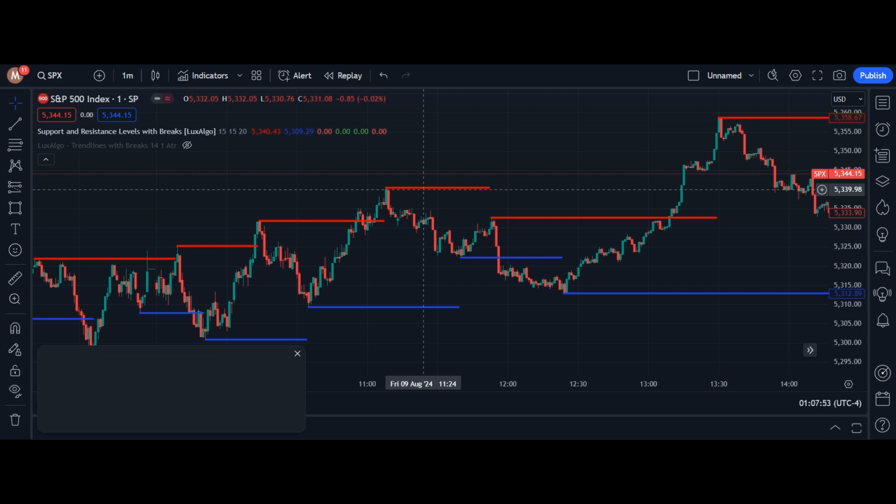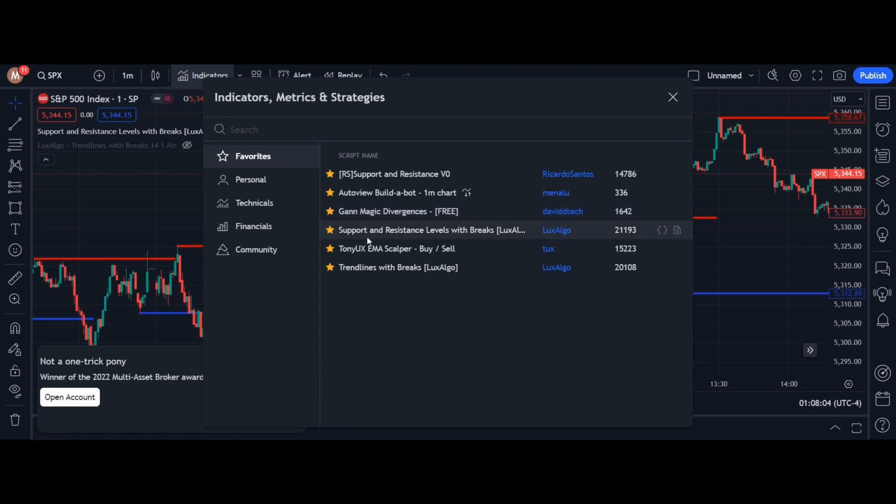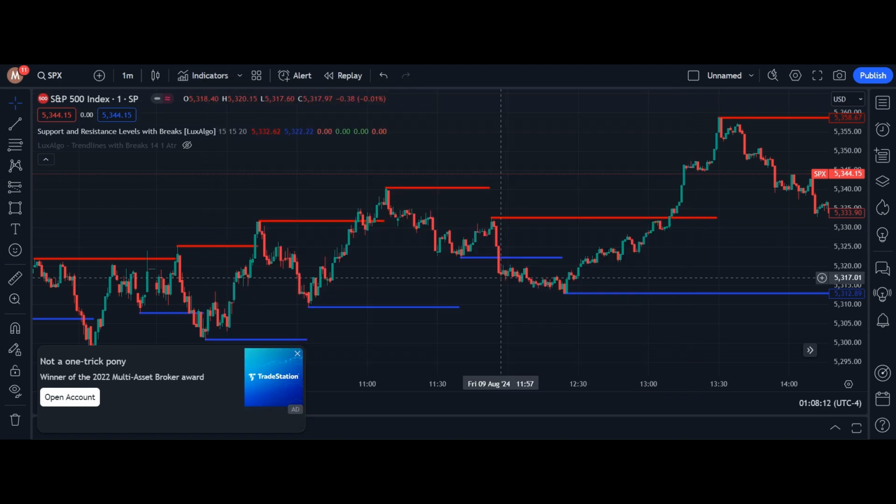And basically, I like to use this indicator. It's Support and Resistance Levels with Breaks by LuxAlgo. Just go to indicators on TradingView and look it up. It's this one, and it has 20,000 uses. So that's the one I use.